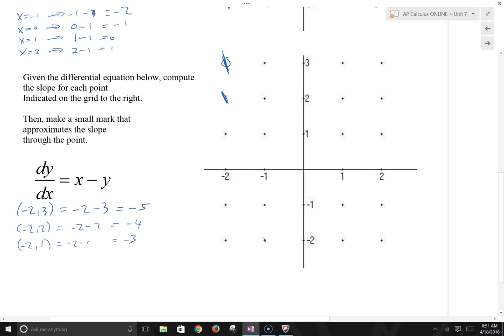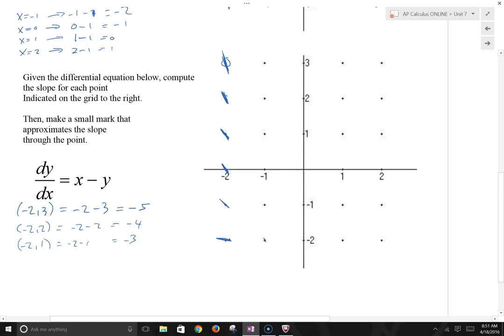We're still aiming at that same point. And then we're going to have negative 2. And then negative 1. And then this one's going to be 0. So you can see how that's going to work.